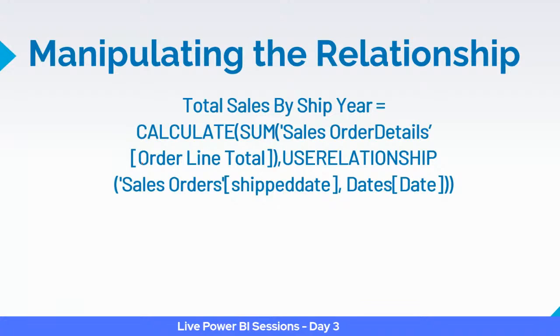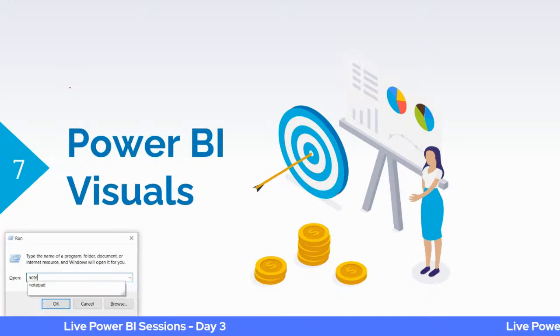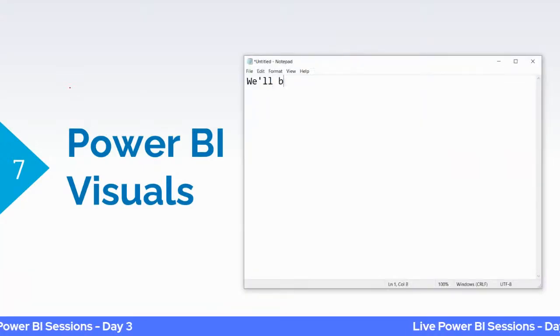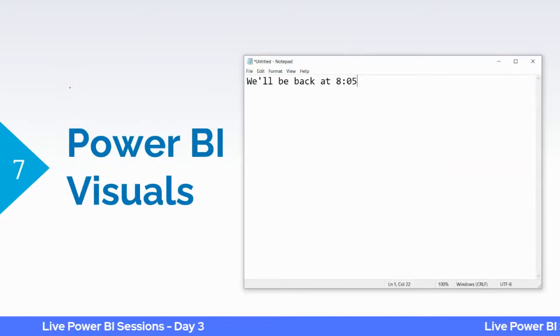What is the time right now? 8 o'clock. I need a 5 minutes break, and then I will talk more about other topics. So give me 5 minutes break. I'll quickly have some water and I will be back. So we will be back at 8:05. Oh, this is 8:05, right? Yeah, 8:05.